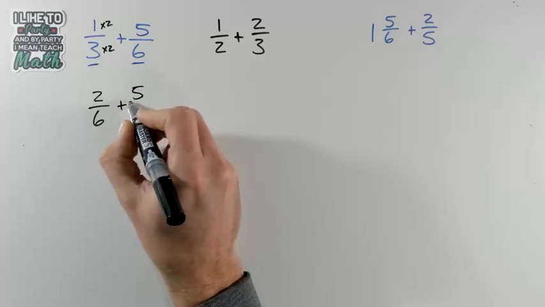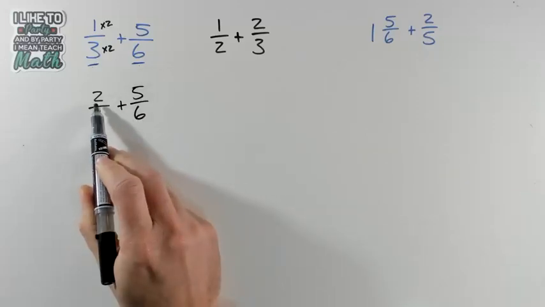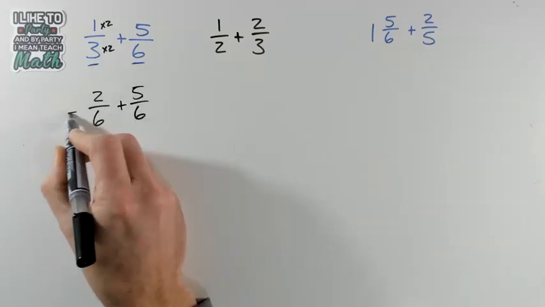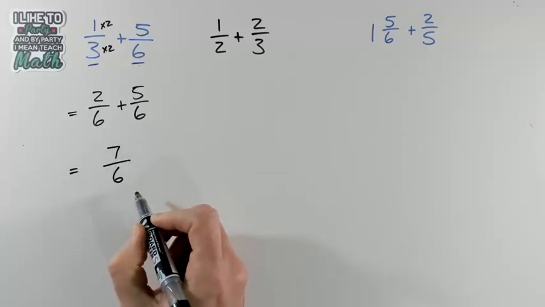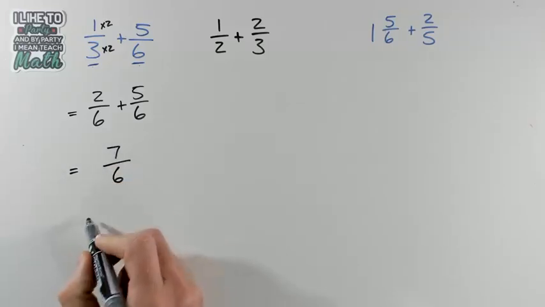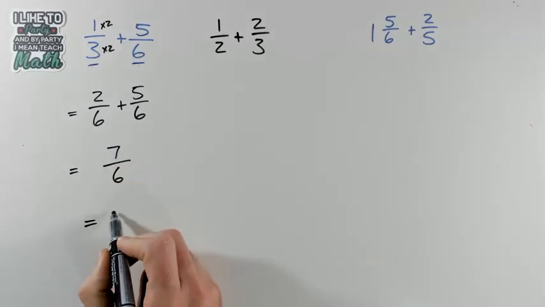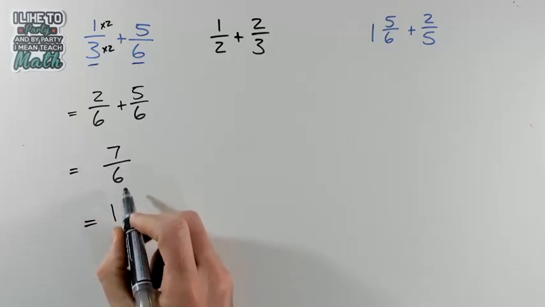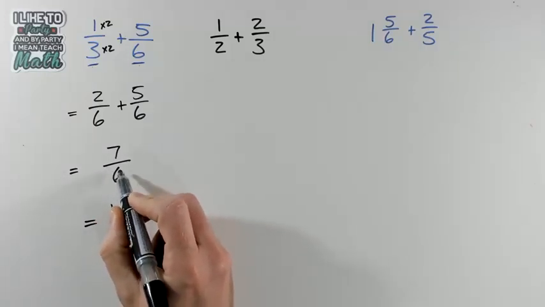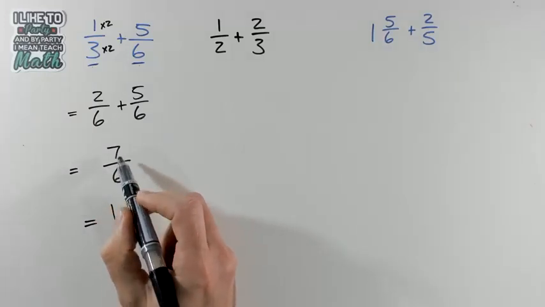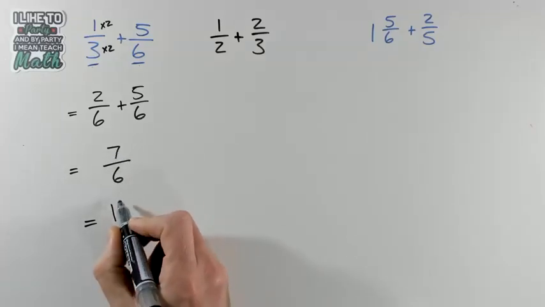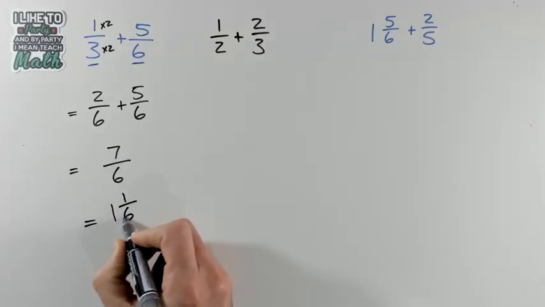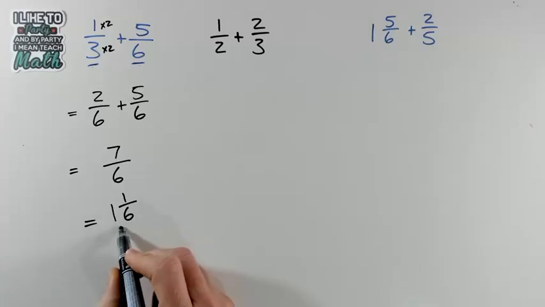So 5 over 6. So I have 2 plus 5, which would give me 7 over 6. And usually we want to give them an answer as a mixed fraction. So let's go, 6 goes into 7 once. There's the 1, and there's 1 left over. And then we have 1 and 1/6.